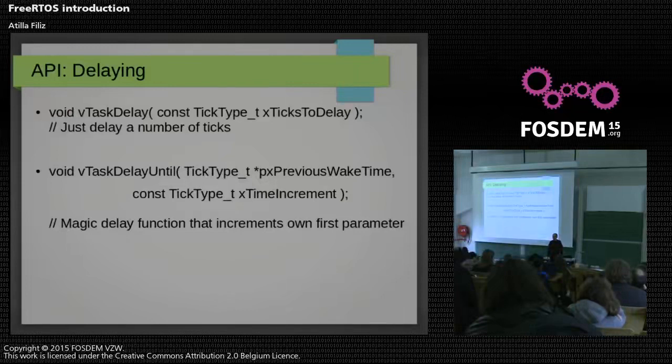An important part of the API is delaying. Basically, there are two functions. One is the simple delay. You call this function, and your task gets delayed by the number of ticks you pass. And there is a smart function called delay until, which takes two parameters, previous wake time and some increment. And as I'll show you now, it's smart in that it automatically increments its own previous wake up time, and it increments it in a way that the task is always called periodically.